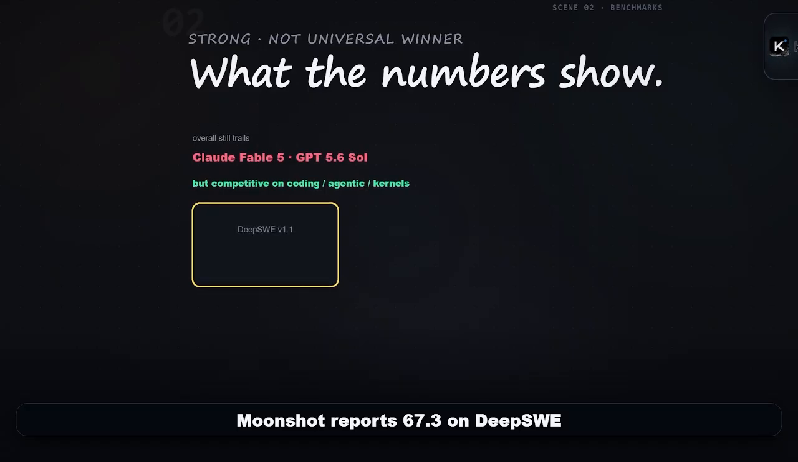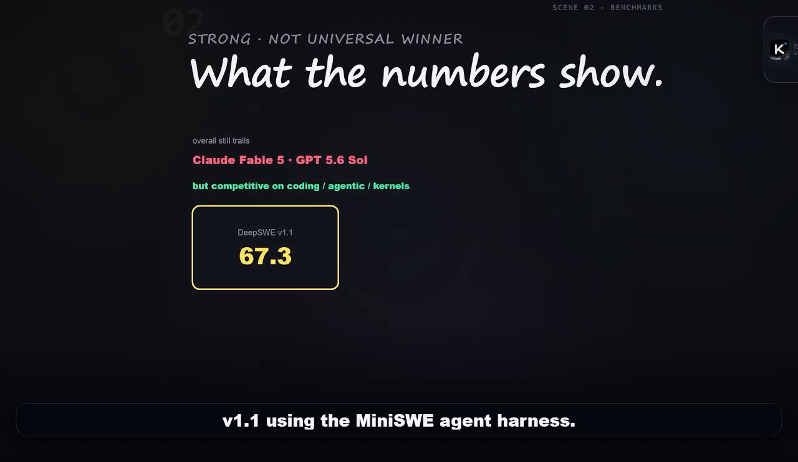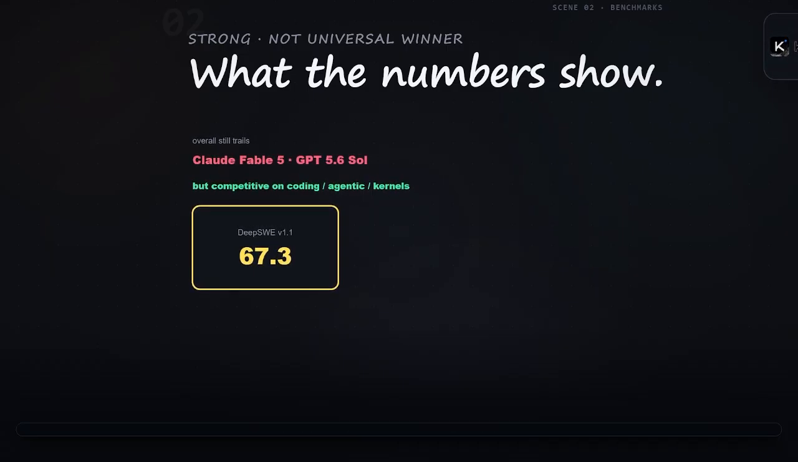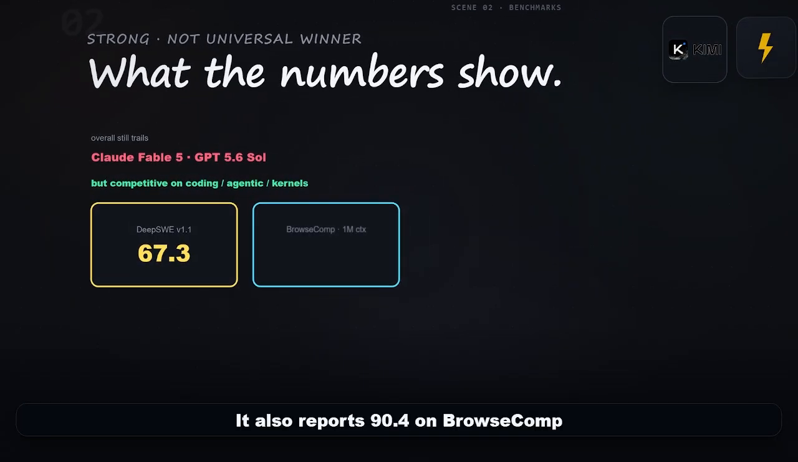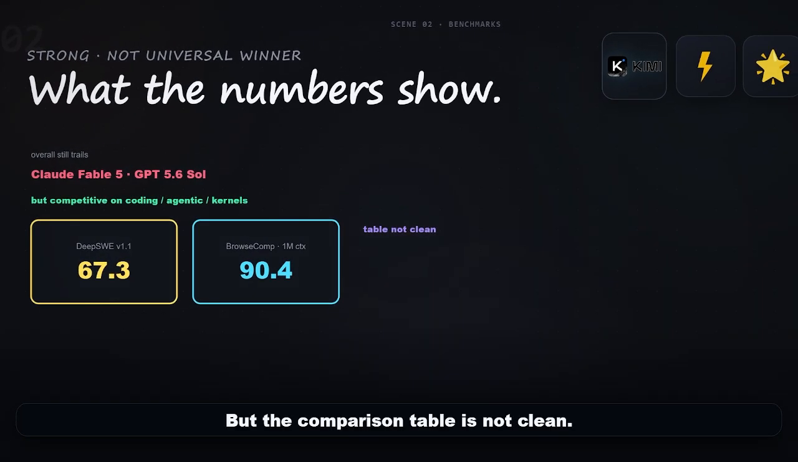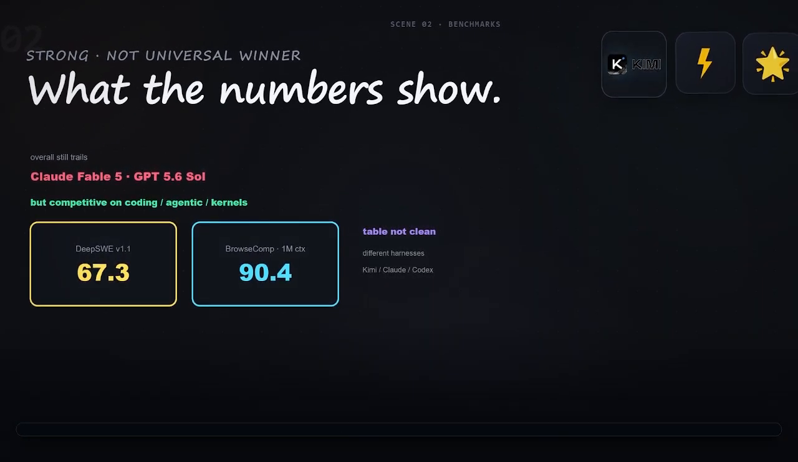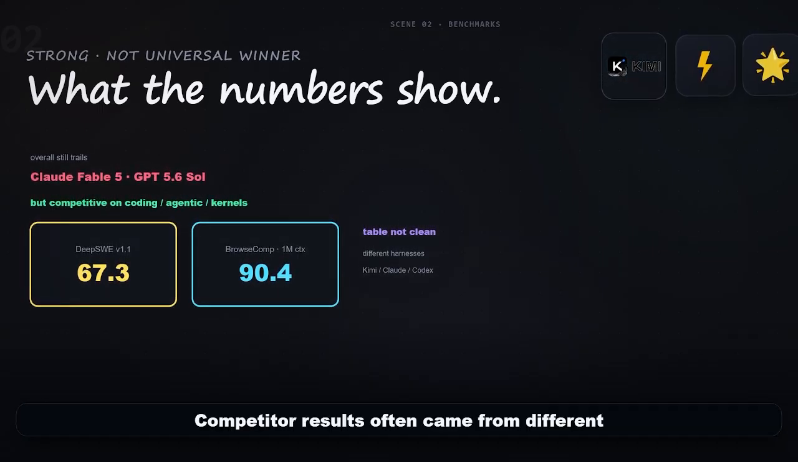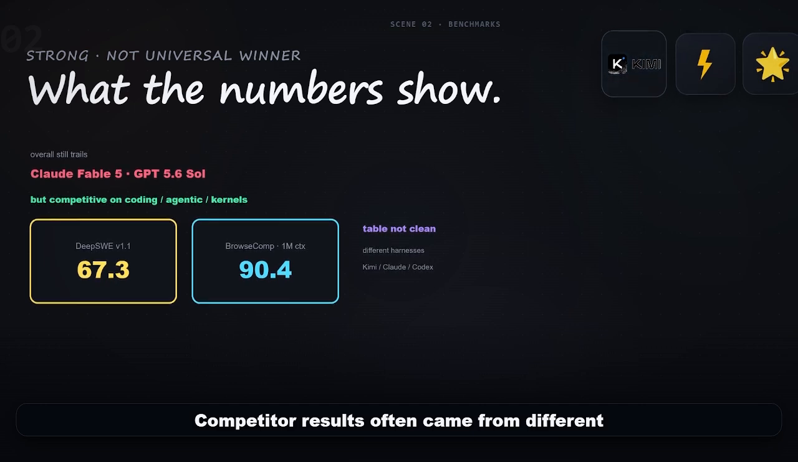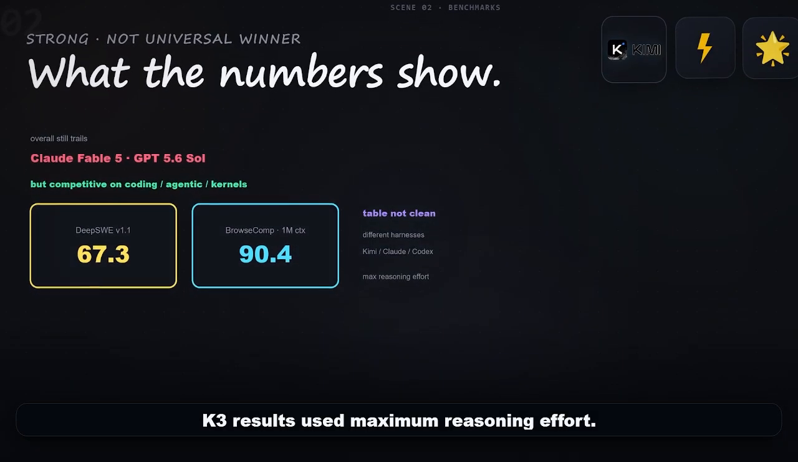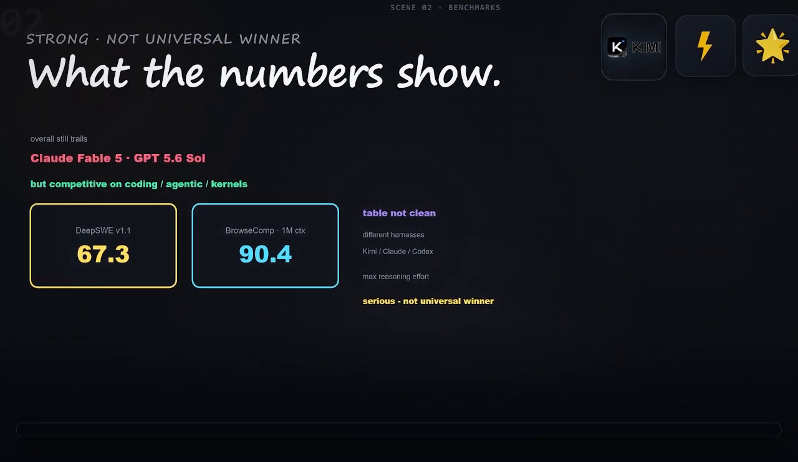For example, Moonshot reports a score of 67.3 on Deep SWE version 1.1 using the Mini SWE agent harness. It also reports 90.4 on BrowseComp when K3 uses its full 1 million token context without context management. But the comparison table is not perfectly clean. Some models were run with Kimi code, some with Claude code, and others with Codex. In several evaluations, competitor results came from different harnesses or slightly different hardware and test branches. K3's results were also reported with reasoning efforts set to maximum.